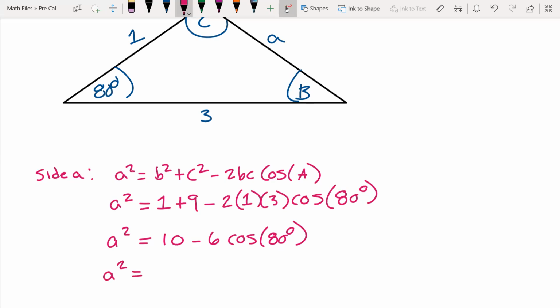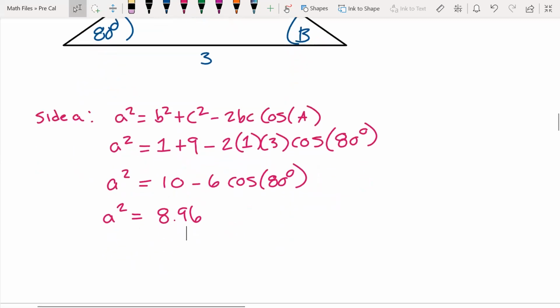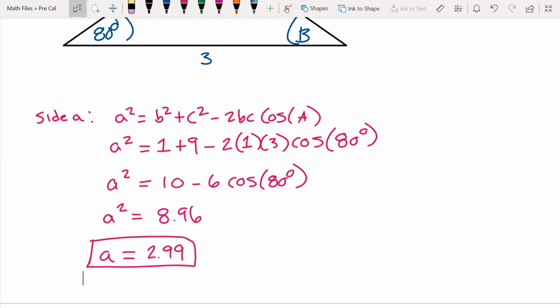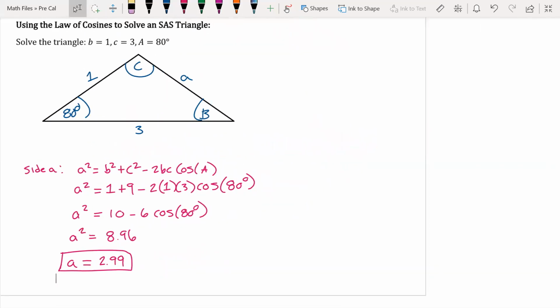All right, A squared is 8.96, and then square root both sides. And the square root of my answer is 2.99. Which means, since we know side A, we now can solve for angle B or angle C, which again is what we'll do. So angle B is going to be given by B equals the inverse cosine of negative B squared plus A squared plus C squared over 2AC.